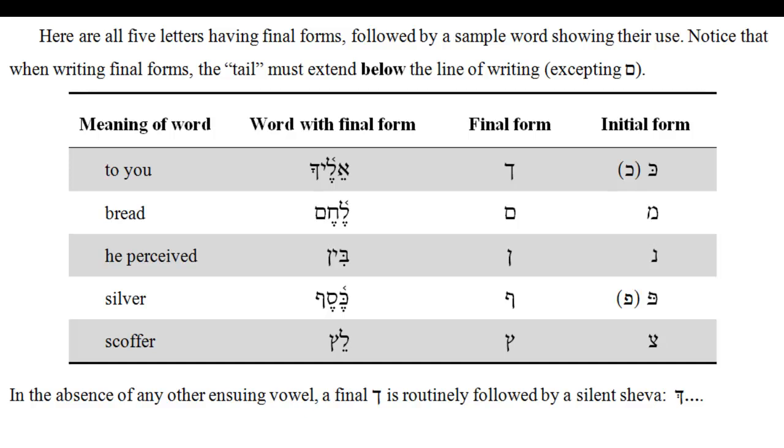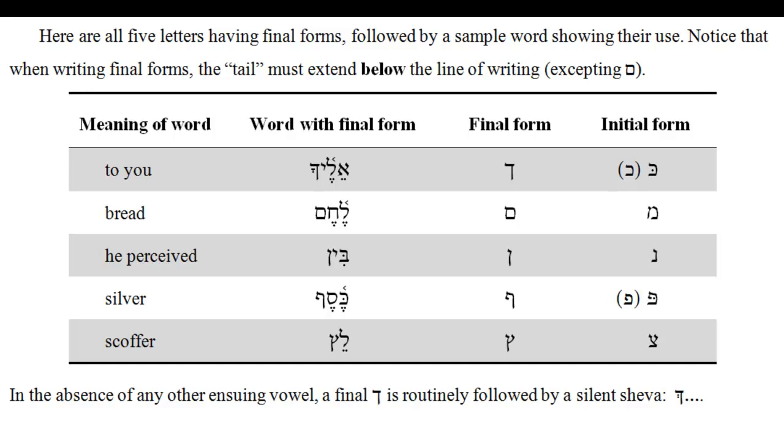The next letter with a final form is Nun. The final form extends below the lower line of writing. A word with Nun as a final consonant is Bin.